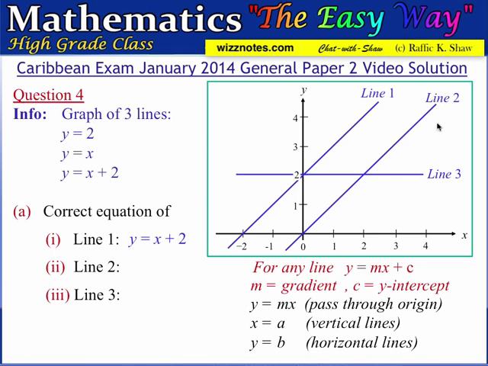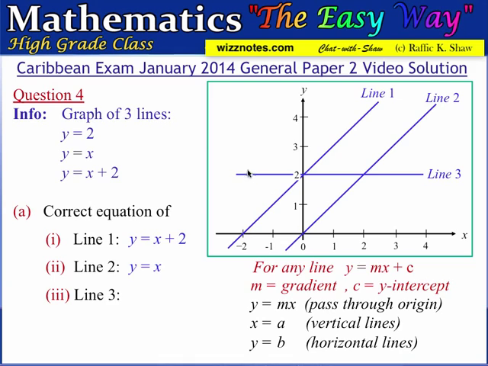Then line 2 is a line passing through the origin, and therefore it has the form y equals mx. Also this line has a gradient, and it's of the form y equals mx. If we look at these 3 lines, it must be this second one. And so line 2 is the line y equals x, and that's it.